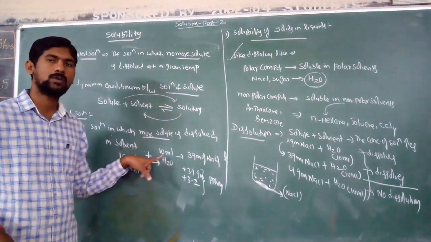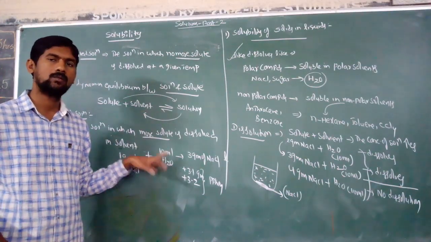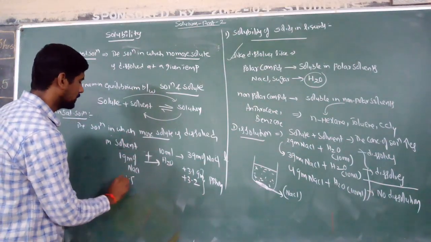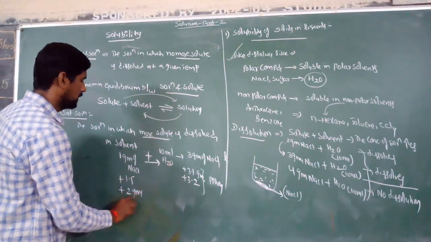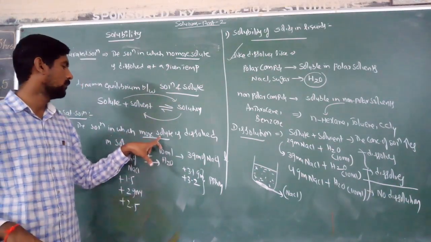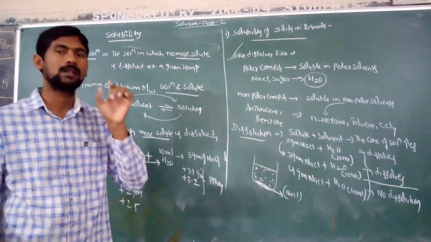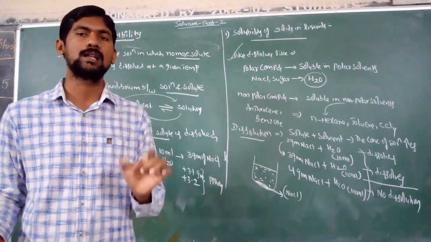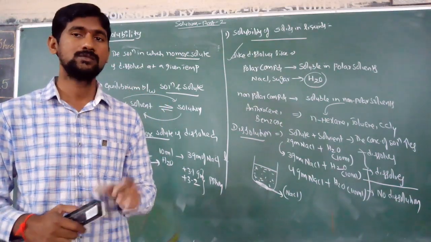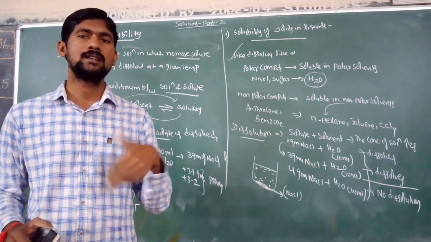For this 10 ml of water, you can add 1 gram of sodium chloride. This is not much to dissolve in 10 ml of water. 1 gram of sodium chloride is completely dissolved, and you can add 1.5, 2 grams, 2.5 grams like that. So the solution in which more solute can be dissolved in the solvent is called an unsaturated solution.